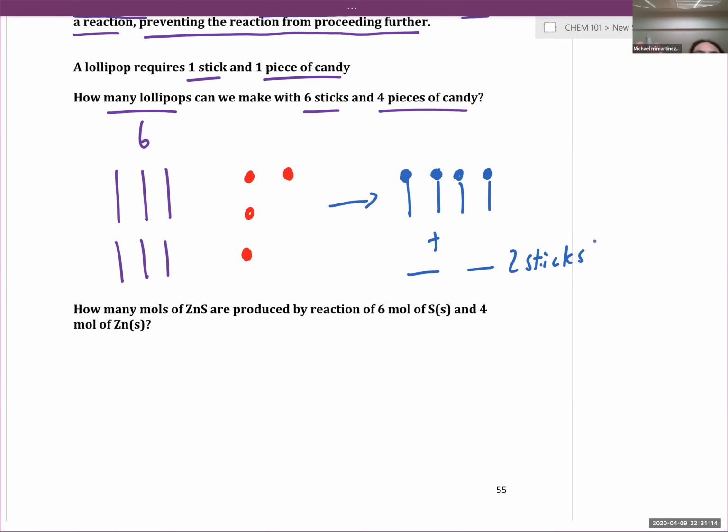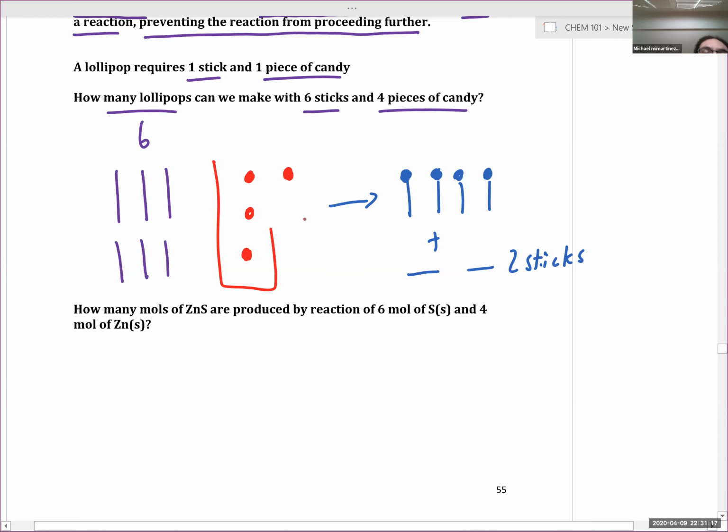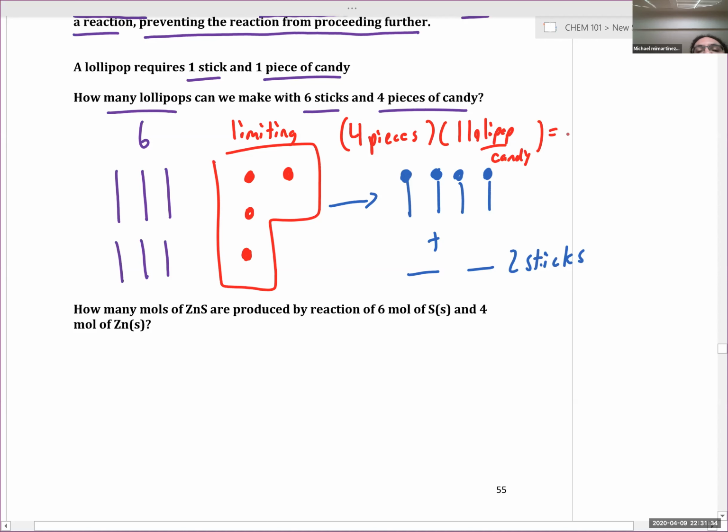So one way that we can think about this is that our candy is limiting. And we know if we start with 4 pieces, we make 1 lollipop per candy, and that in turn gives us 4 lollipops. Does that make sense? It's very easy to see in this case because our stoichiometry is 1-to-1.